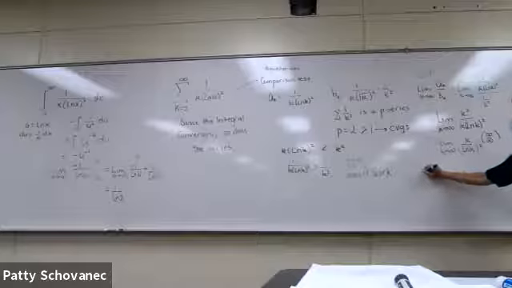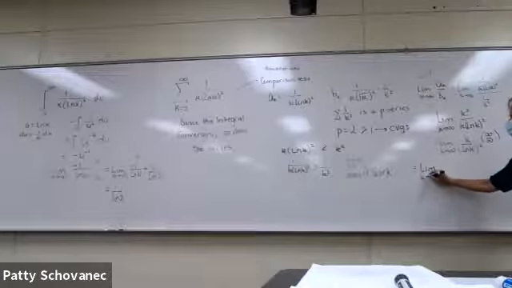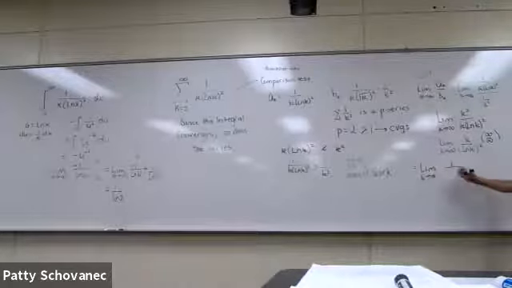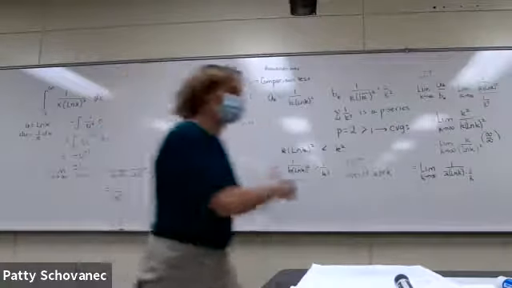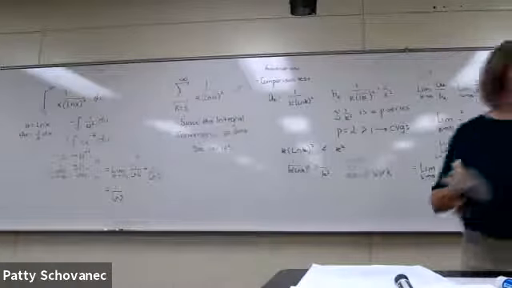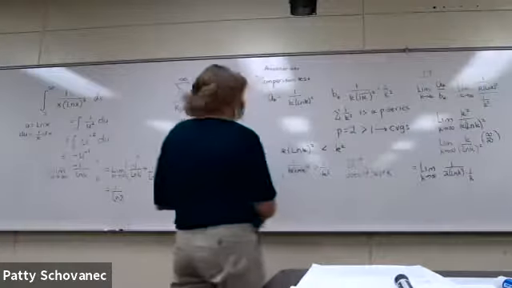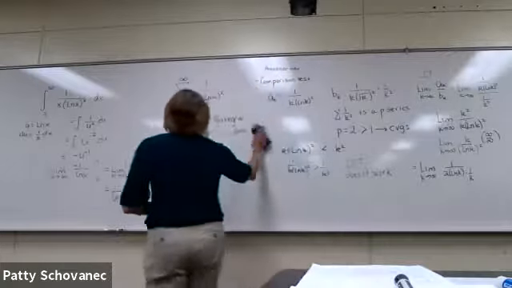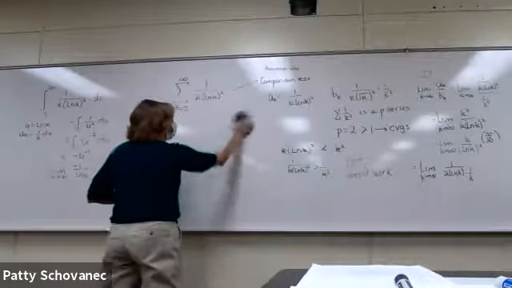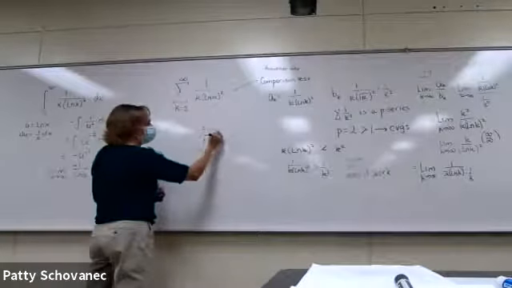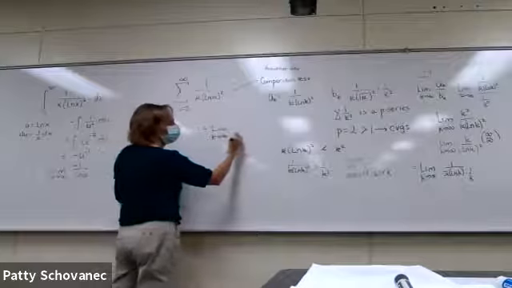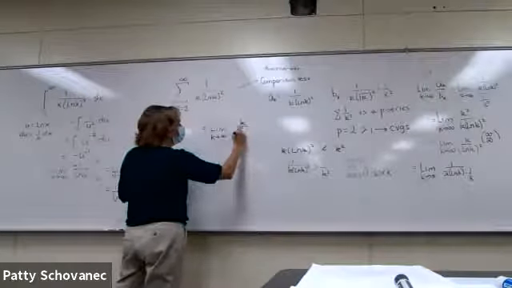L'Hopital's rule says take the limit of the derivative of the top over the derivative of the bottom. The derivative of the bottom with the chain rule gives me that. Let's see how far I could move over here. I could move over here. So that simplifies to the limit as k goes to infinity, this k goes on top.